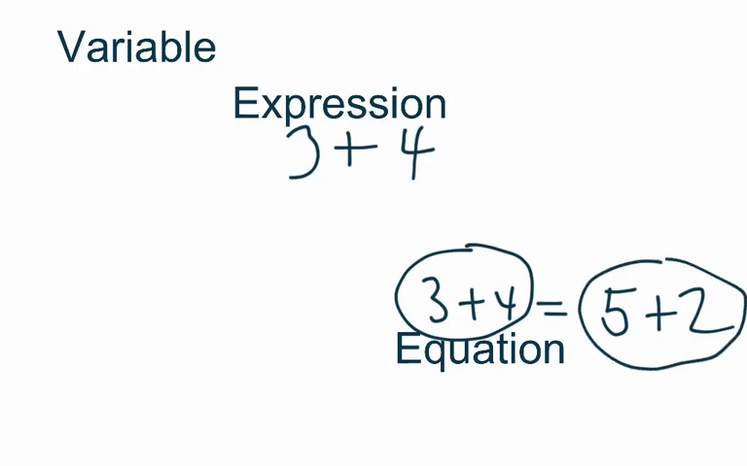3 plus 4 is 7. 5 plus 2 is 7. So they are balanced. Okay? Up here, I am still just expressing that I have 7 of something. I have 3 plus 4 of something, so therefore there's 7 of something.